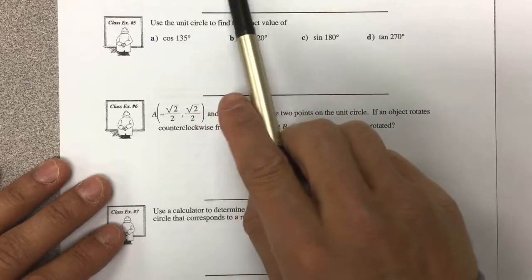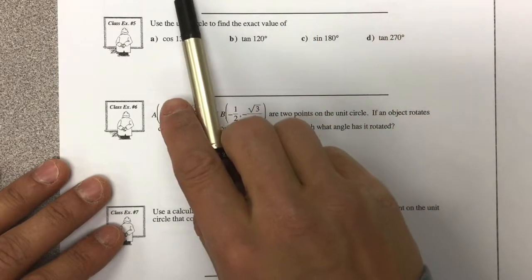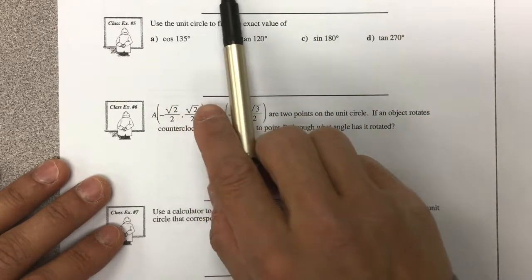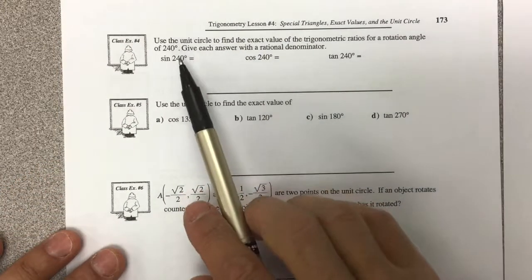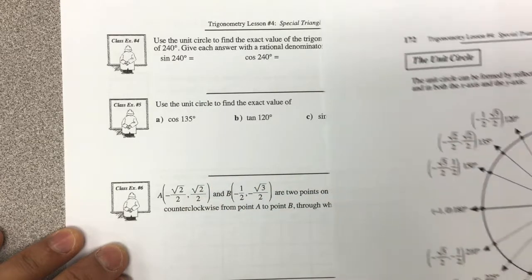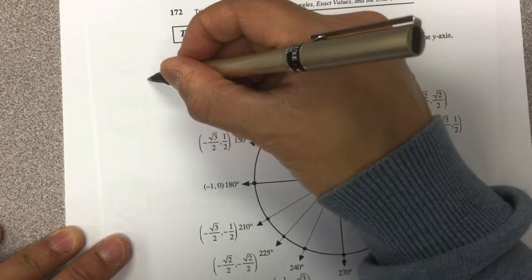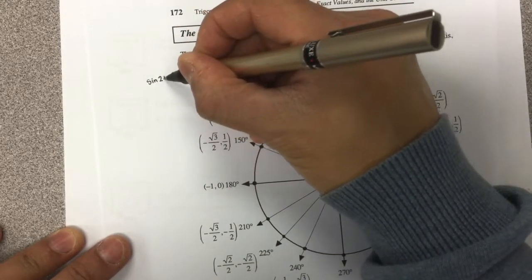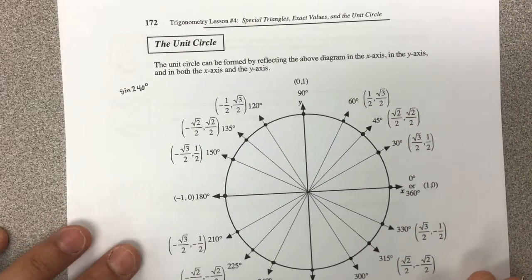Use the unit circle to find the exact value of the trig ratios for a rotation angle of 240 degrees. Give each answer with a rational denominator. All right, so sine 240 degrees. Now I'm going to refer to my unit circle, and I'm just going to write the ratio I'm looking for, so sine 240 degrees.